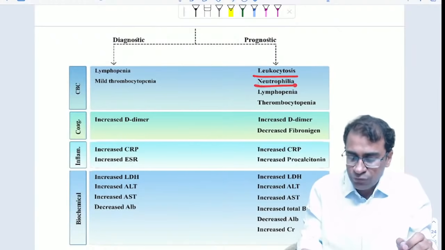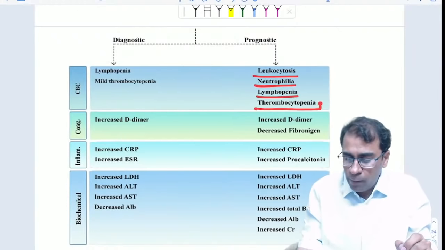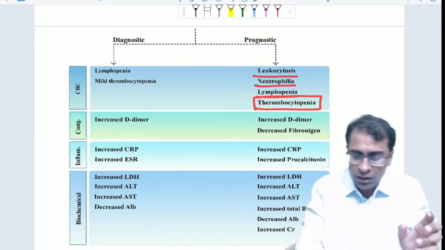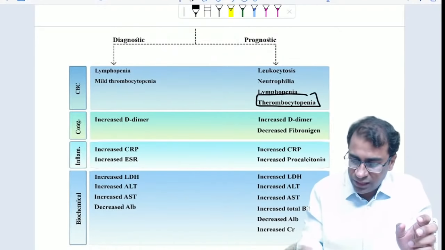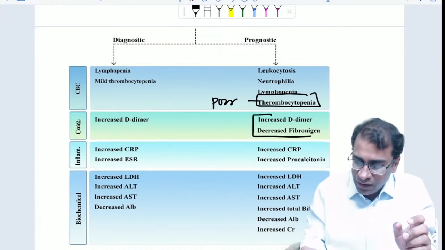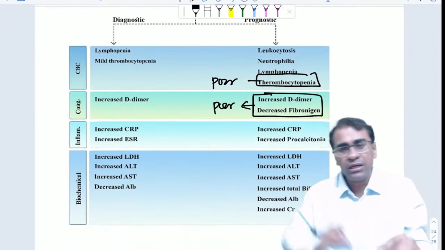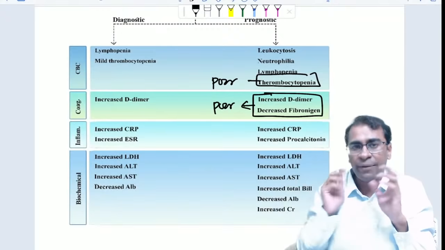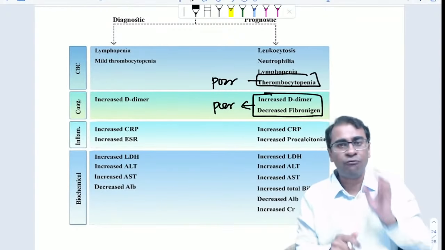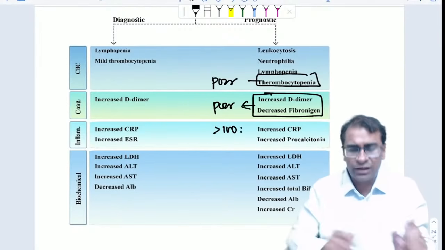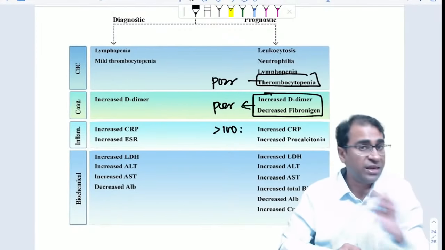If you want to look for the prognostic indication, for prognosis, understand, there can be leukocytosis, neutrophilia, lymphopenia, and thrombocytopenia. But thrombocytopenia in a patient points towards poor prognosis. Remember, this marker points especially towards poor prognosis. A high D-dimer and increased fibrinogen also point towards poor prognosis. CRP is only for evaluating a patient, high or low. But remember, a CRP of more than 100 is a high indicator of very, very poor prognosis.